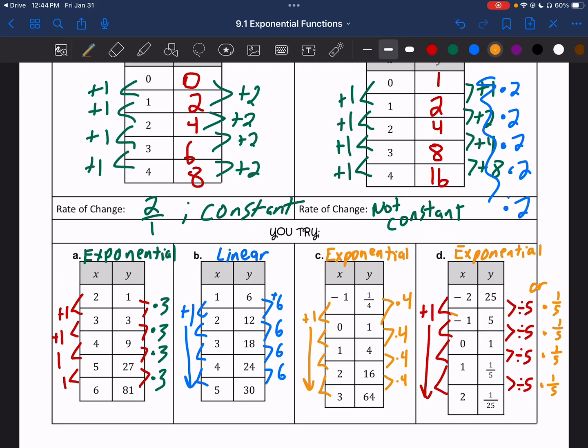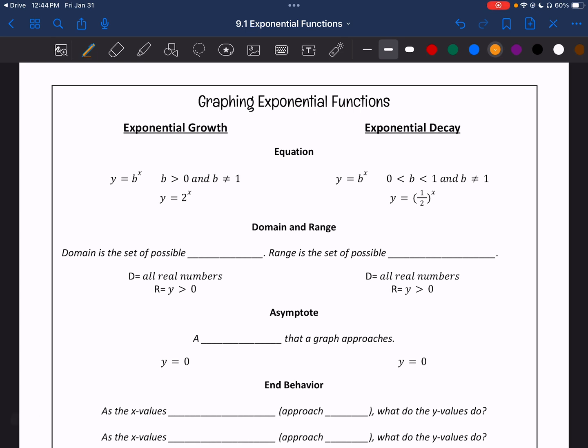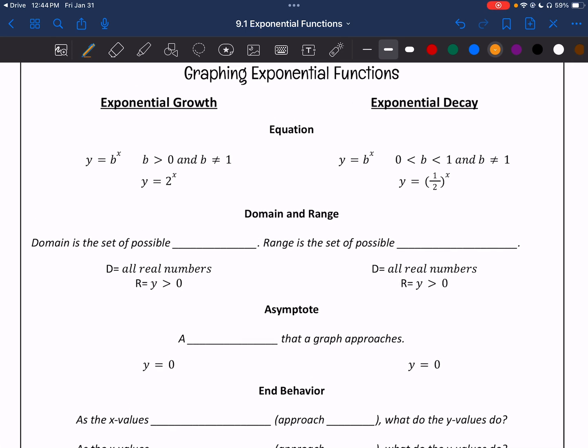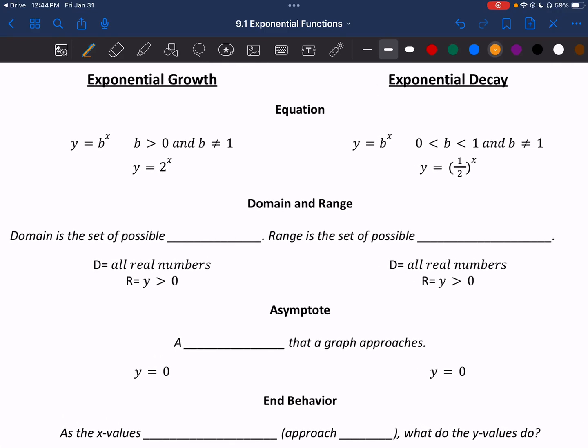All right, let's go to page number 2. Now, there's not a whole lot that we're going to write on here. We're just going to talk about the difference between exponential growth and exponential decay equations. So first of all, if it is growth, we have y equals b to the x, where b is greater than 0 but not equal to 1. An example of that is y equals 2 to the x power. Exponential decay, y is equal to b to the x again, but b is going to be between 0 and 1, but not equal to 1. So something like 1/2 to the x power is an example that we're going to look at.